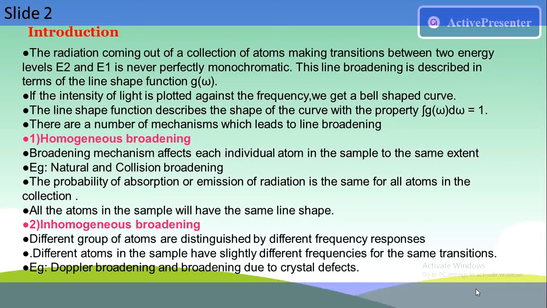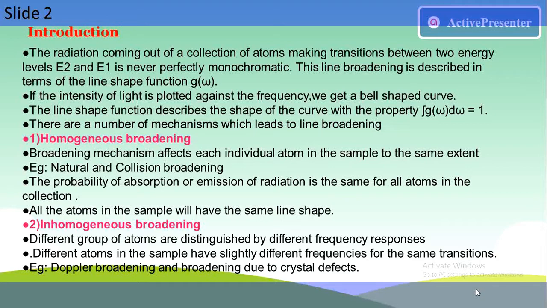So if the intensity of light is plotted against the frequency, we get a bell-shaped curve. The light emitted by atoms will have a frequency spread dν or dω, with the most intense part appearing at the central frequency ν or ω. The emitted light is in the form of wave trains with an exponential damping. The line shape function describes the shape of the curve, with the property that the integral from minus infinity to plus infinity of g(ω) dω equals 1.